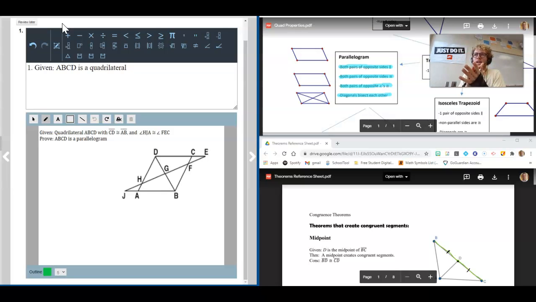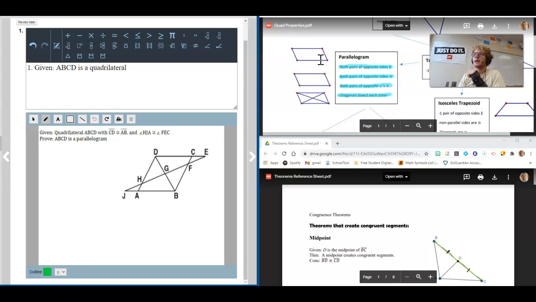So we have all these other characteristics from parallelograms. Now we are being given that something's a quadrilateral and being asked to prove that it's a parallelogram. There are multiple ways to do this, but the one that we're going to focus on this year is that if we get one pair of opposite sides parallel and congruent, then it must be a parallelogram.